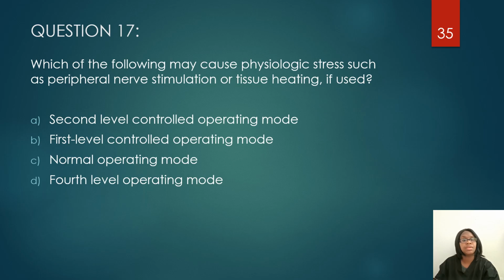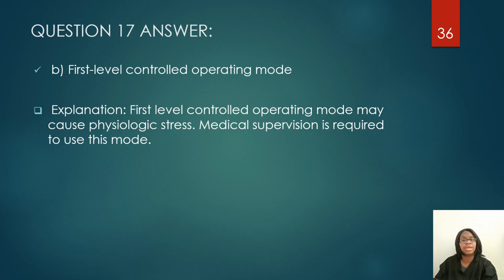Question 17. Which of the following may cause physiologic stress, such as peripheral nerve stimulation or tissue heating, if this is used? Second level controlled operating mode, first level controlled operating mode, normal operating mode, fourth level operating mode. First level controlled operating mode.